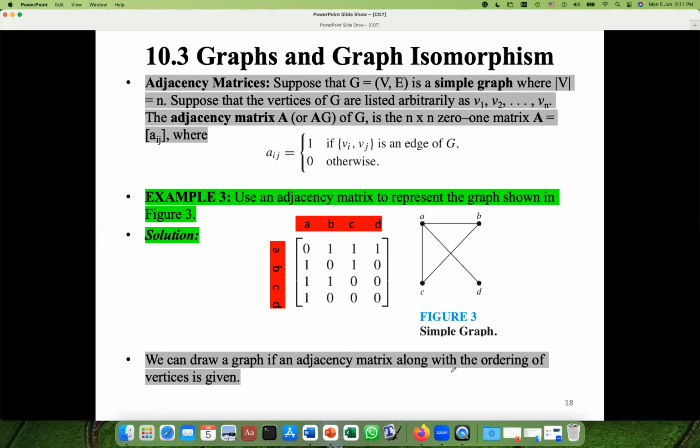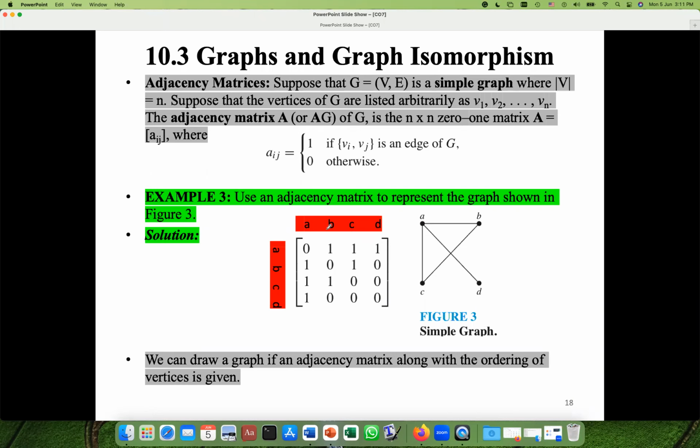Adjacency matrix. If you have a graph, you can build an adjacency matrix. And if you are given the adjacency matrix, you can build a graph by looking at that adjacency matrix. So this is an adjacency matrix in the diagram. What it is showing is only whether you have an edge from that vertex to that vertex. For example, from A to A, if it is 0, then it means that from A to A you don't have any edge. From A to B, if it is 1, then it means that you have an edge from A to B.